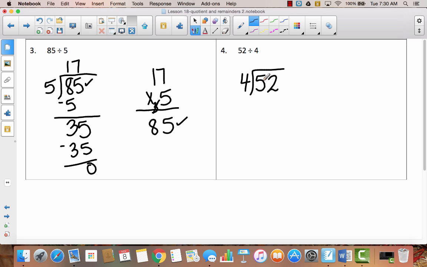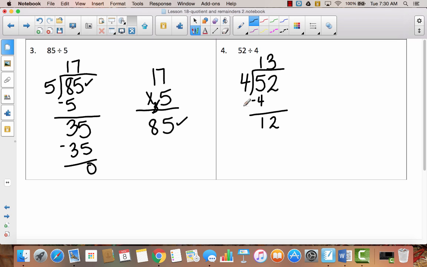So how many 4's are in 5? Well, that would be 1. So I'm going to see if I have any 10's left over. 1 times 4 is 4, so that leaves 1 10 left over. I'm going to add my ones to this. That gives me 12. 12 ones divided by 4 would be 3.